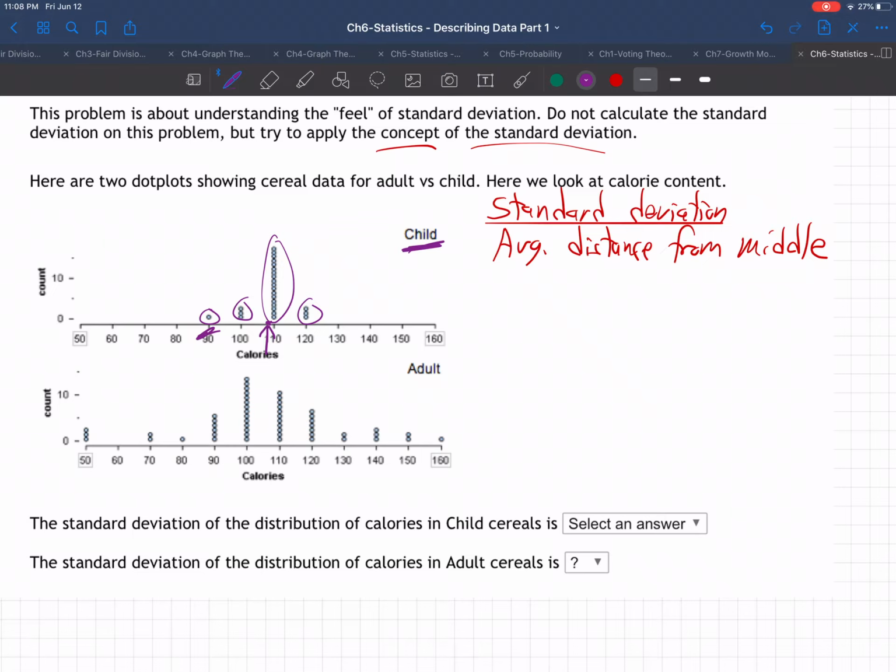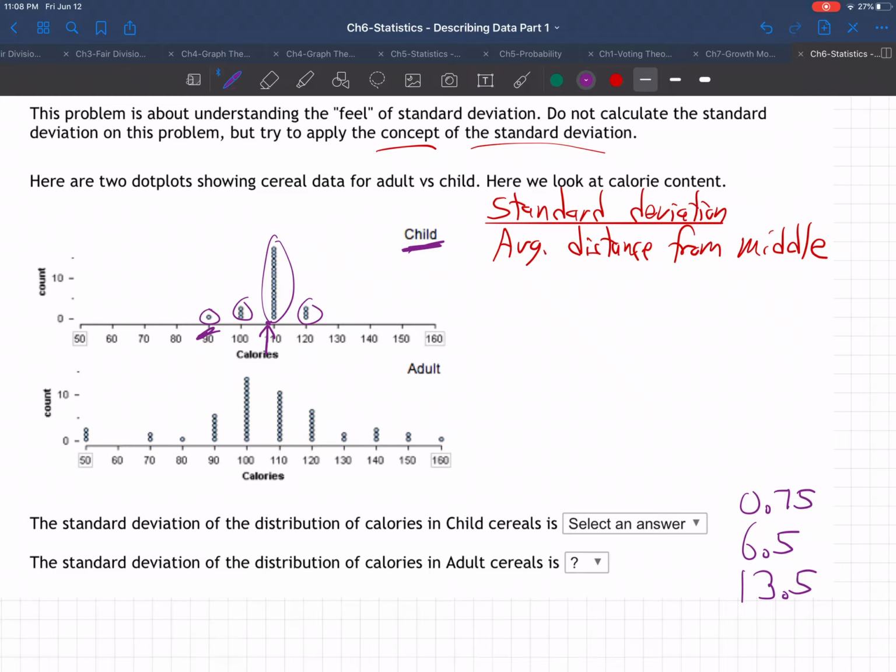Oh, and let me give you the options here. When you click on the multiple choice options, it'll be 0.75, 6.5, and 13.5. Again, we're not calculating it. We're just going to feel it. Okay, so how are we going to feel it?